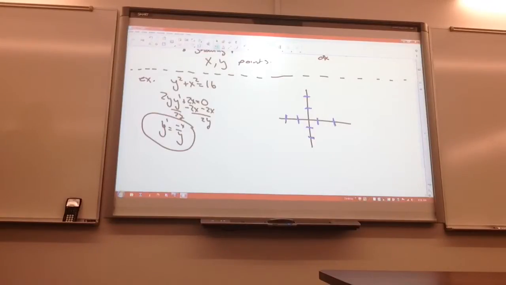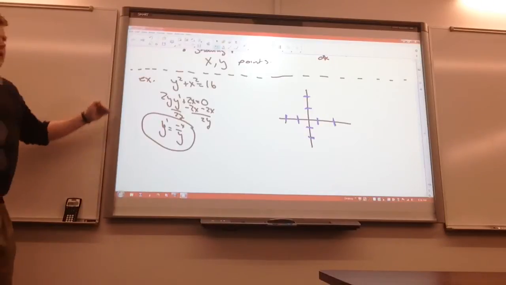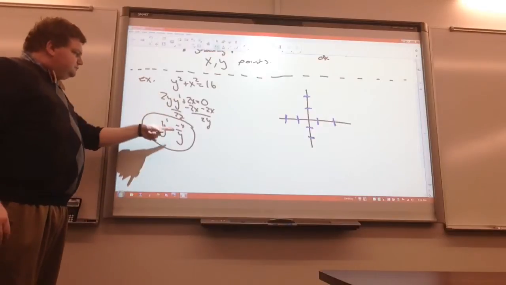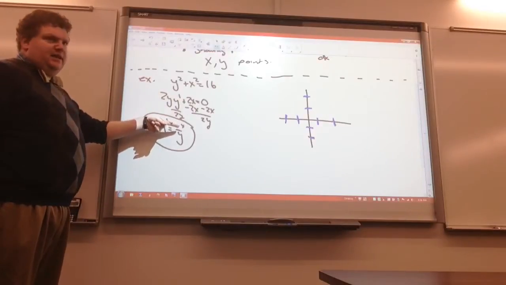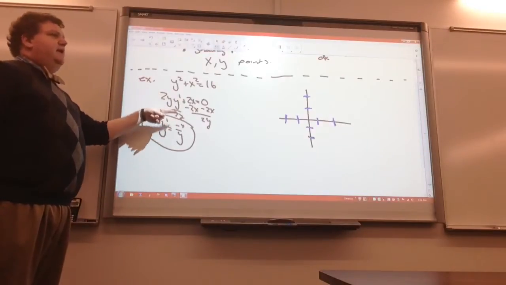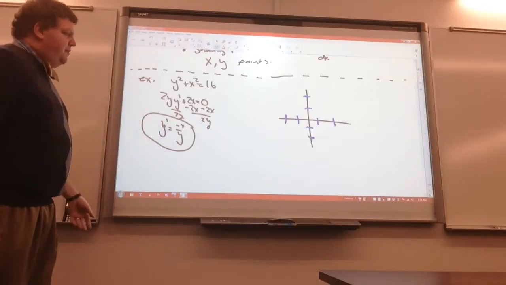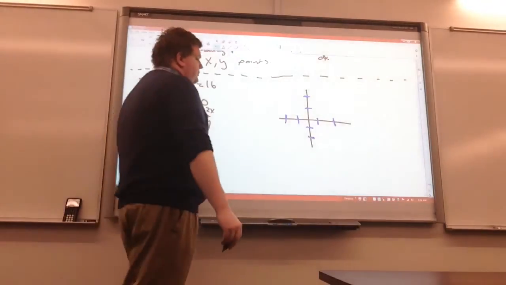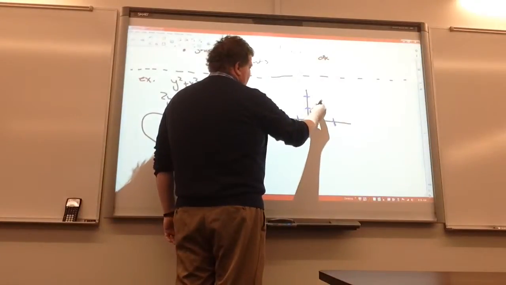Now I have to go through and do other locations. So a good easy one might be when y is 1 and x is changing. Now the slope is going to be basically the inverse of whatever x coordinate you put in. So when x is 1 and y is 1, the slope is negative 1.